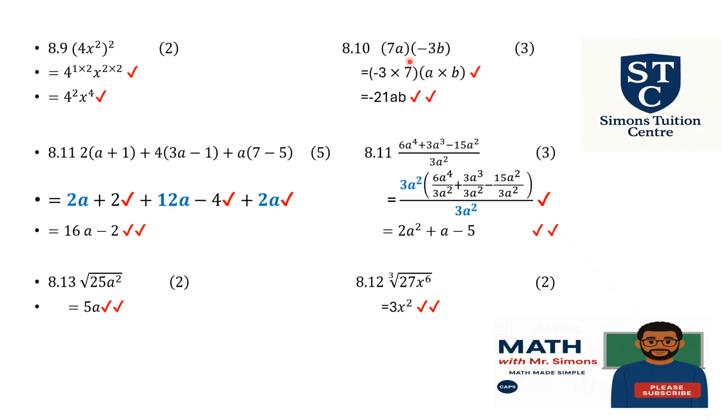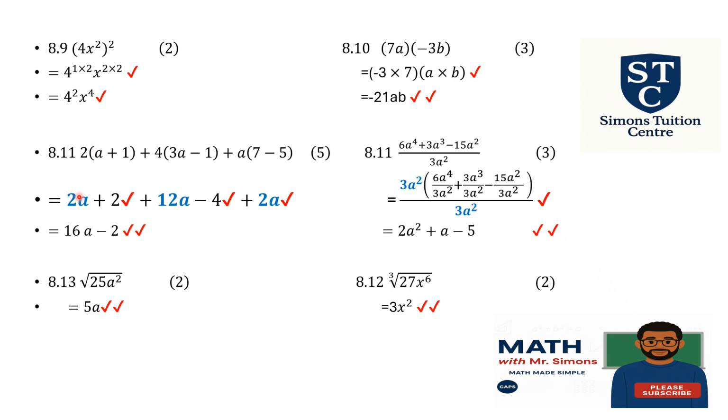7 times negative 3 gives me negative 3 times 7, 8 times b gives me 8 times b. Negative times positive gives me negative. 3 times 7 gives me 21. 8 times b simply becomes 8b. So 1 mark for understanding how to use the distributive law, and 2 marks for the correct answer, minus 21 and 8 times b.